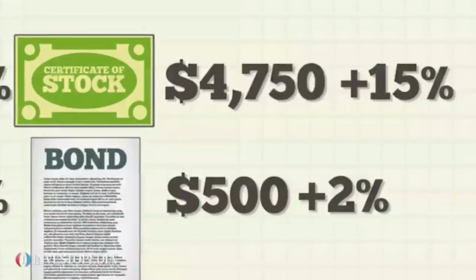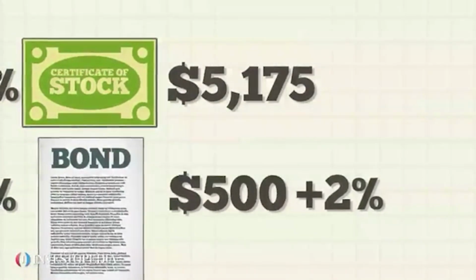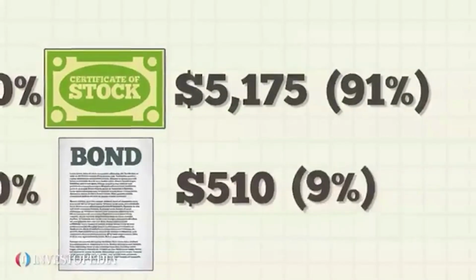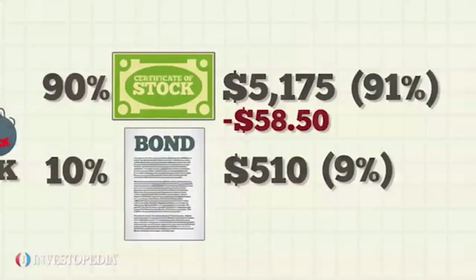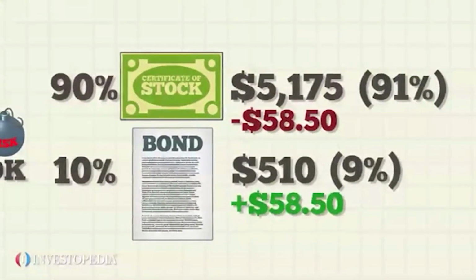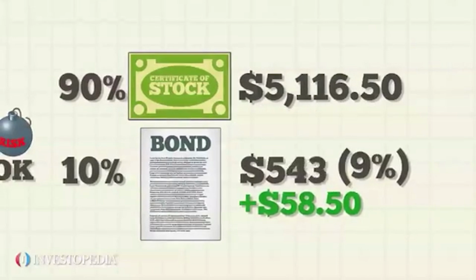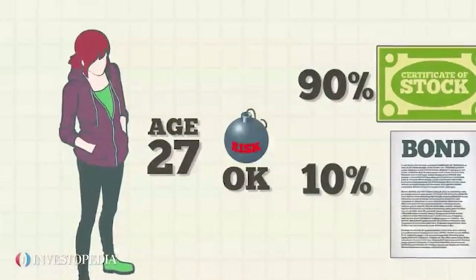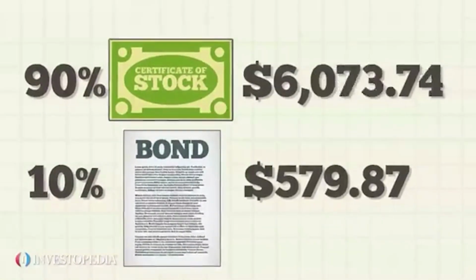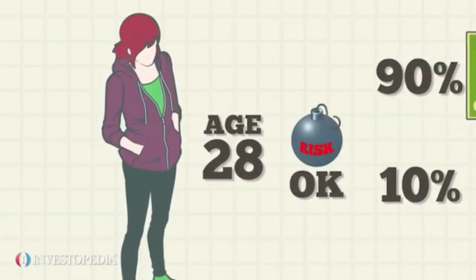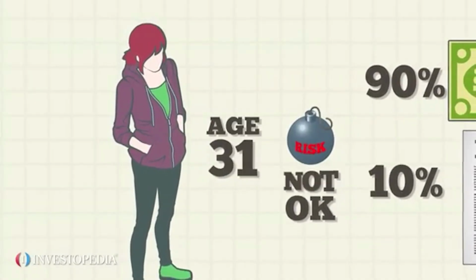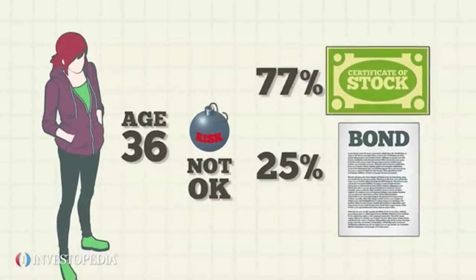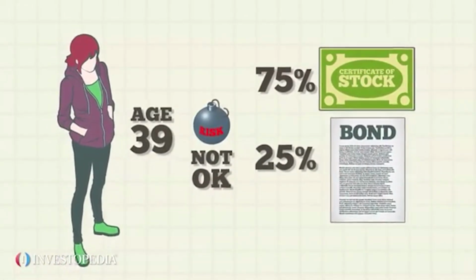So her portfolio now consists of $5,175 in stocks, 91%, and $510 in bonds, 9%. She needs to sell $58.50 in stocks and purchase $58.50 in bonds to get back her original asset allocation. She will repeat this review of her allocations every year to maintain her desired percentages. As market returns change, as she gets closer to retirement, and if her risk tolerance changes, Caroline will have a different strategic asset allocation strategy, more bonds, less stock, and thus buy and sell different amounts.